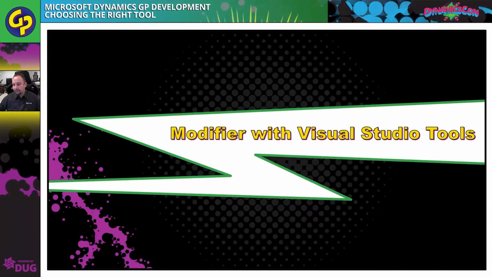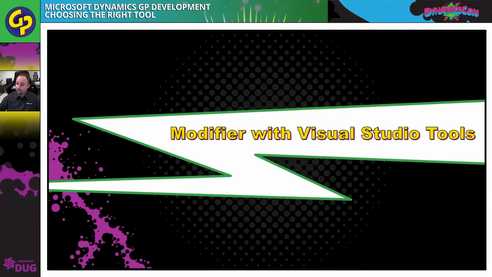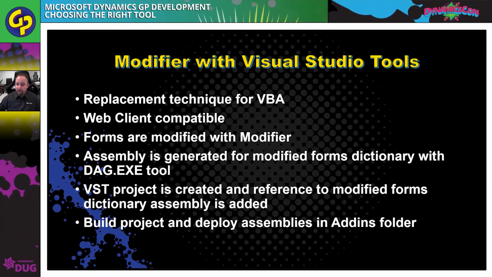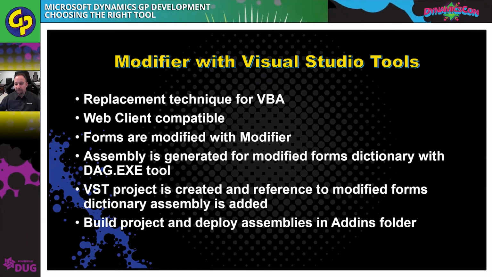So now, the other thing that we can do here is we can use, with our modified form, Visual Studio to add the code instead of VBA. So we can use this to replace VBA. This is one of our options to get rid of VBA. It is web client compatible as long as we're not creating any additional forms. The forms, you modify them with Modifier, which we already have done for the previous demonstration. We create an assembly using the DAG tool, which is a dictionary assembly generator. And then the Visual Studio project, we can use that, reference the modified forms, write our code, build the project, and deploy it into the add-ins folder, and it will work.